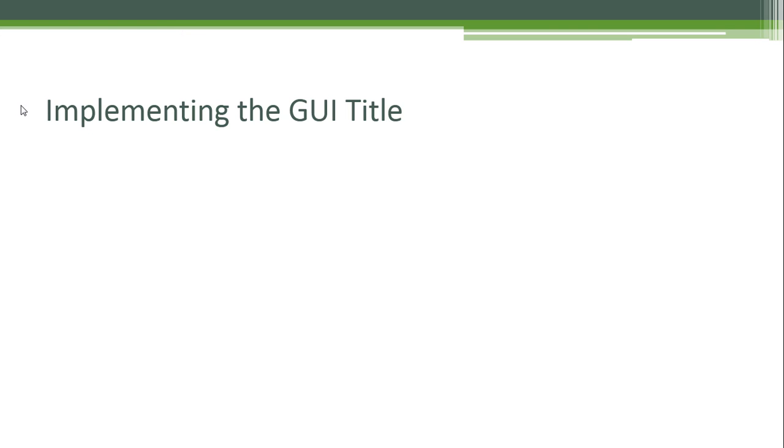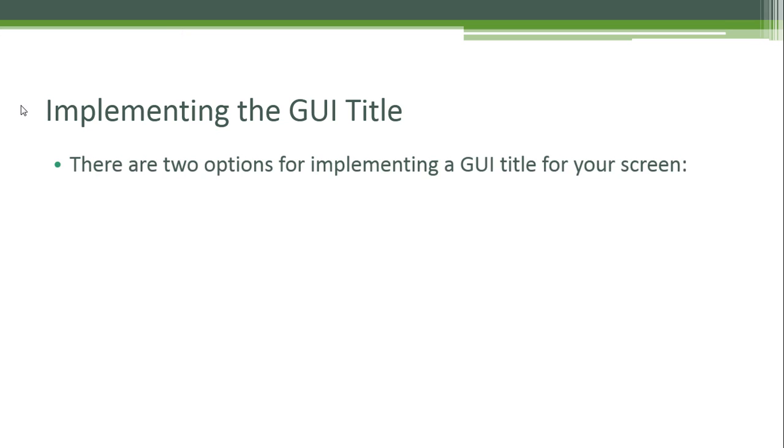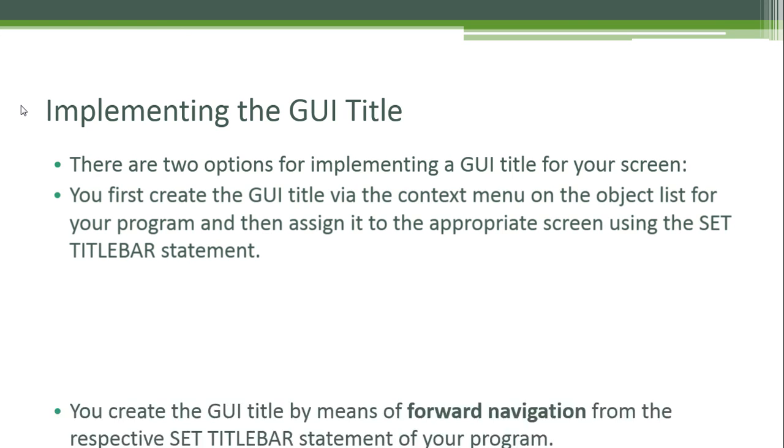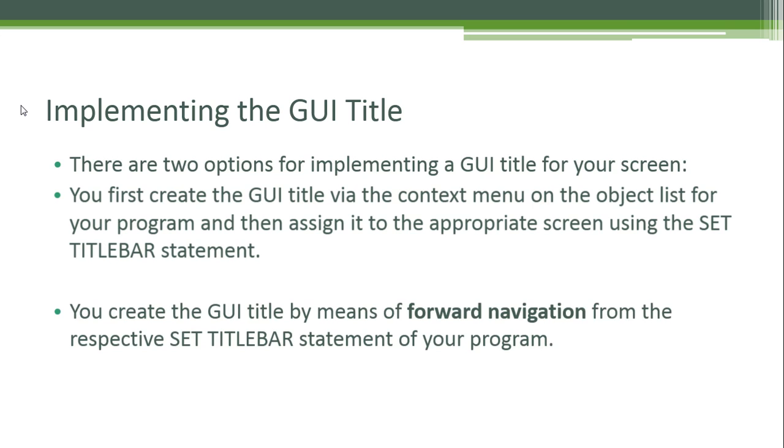Implementing the GUI title. There are two options for implementing a GUI title for your screen. You first create the GUI title via the context menu on the object list for your program, and then assign it to the appropriate screen using the set title bar statement. Another option is that you create the GUI title by means of forward navigation from the respective set title bar statement of your program.